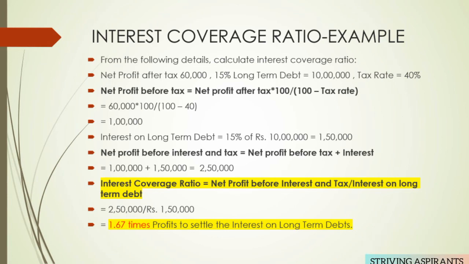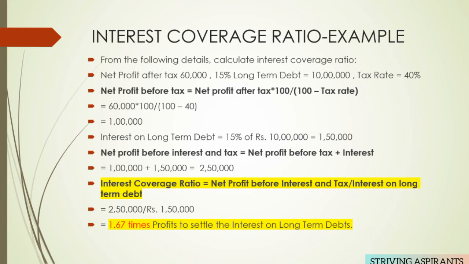Interest on long-term debt is equal to 15% of the amount 10 lakh, equal to 1,50,000. Net profit before interest and tax equals net profit before tax plus interest. So the amount will be 1 lakh plus 1,50,000. The total is 2,50,000.